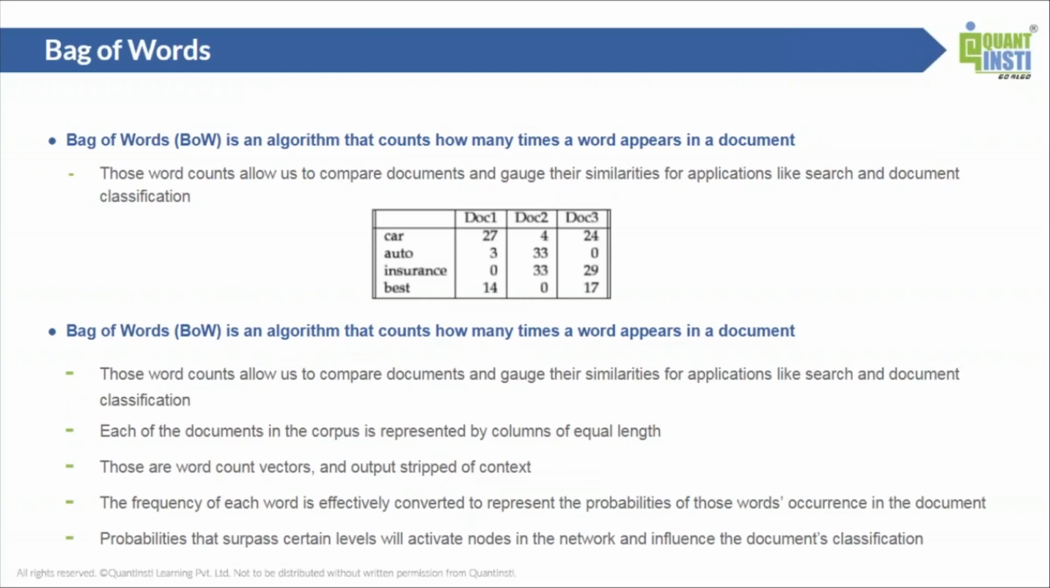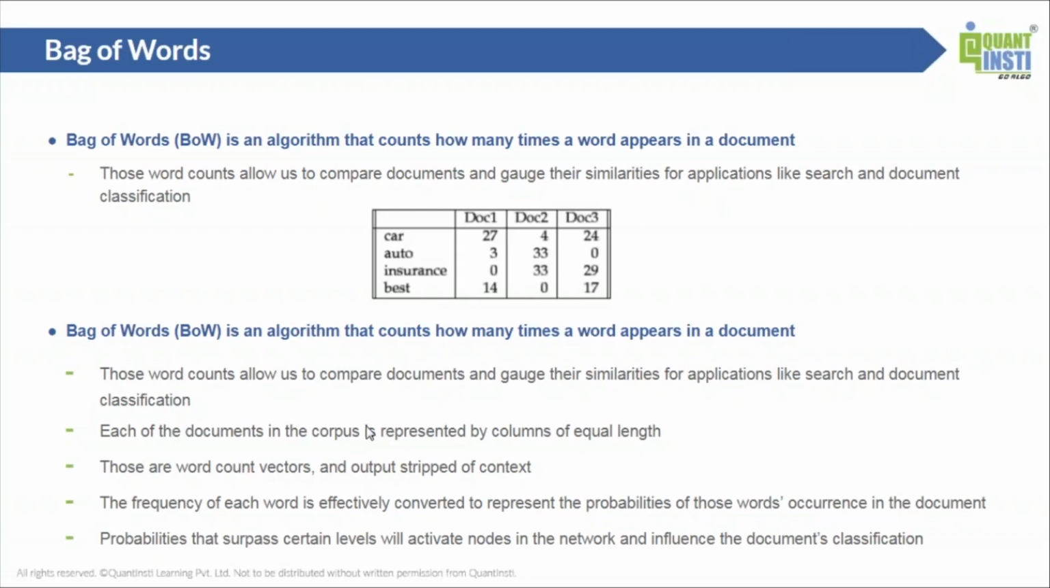So we're going to take these one at a time. So bag of words, right? Again, it's one of the simplest and earliest methods. It's really just an algorithm that counts how many times a word appears in a document. The word counts allow one to compare documents and gauge their similarities for applications like search and document classification.